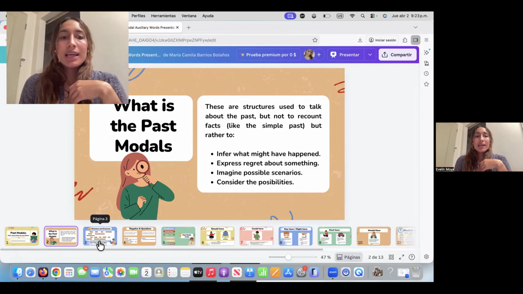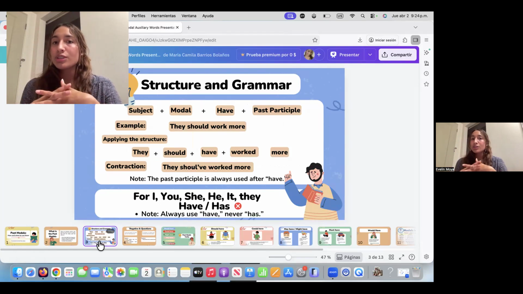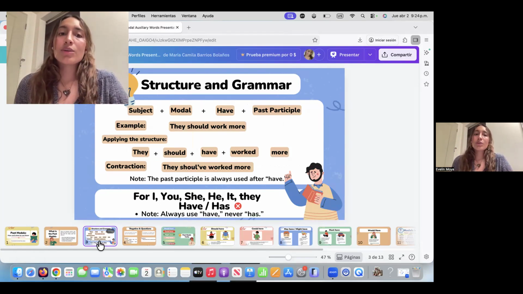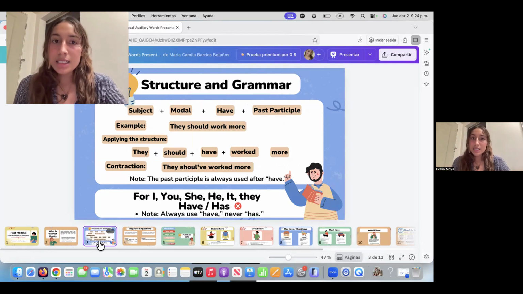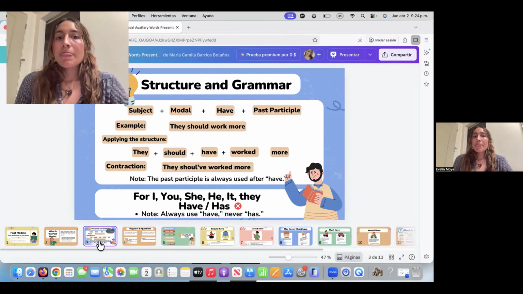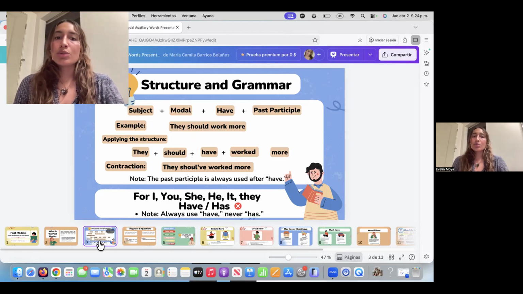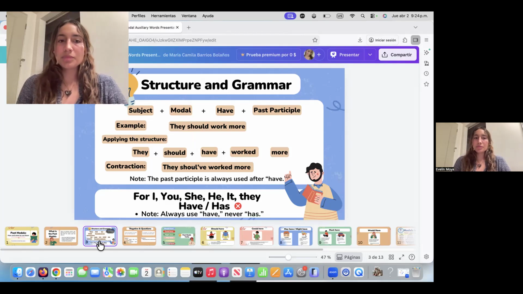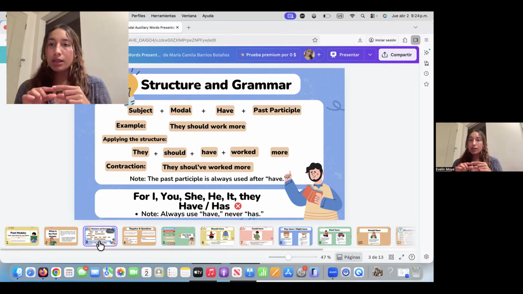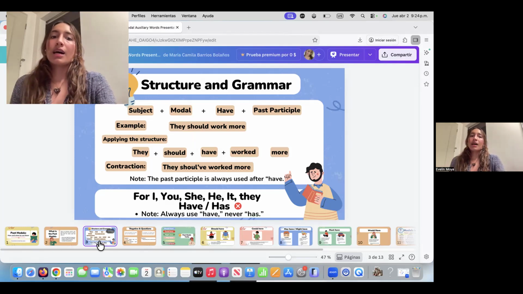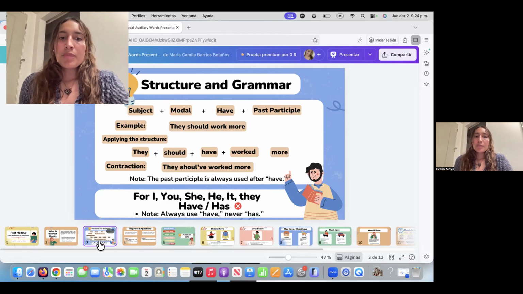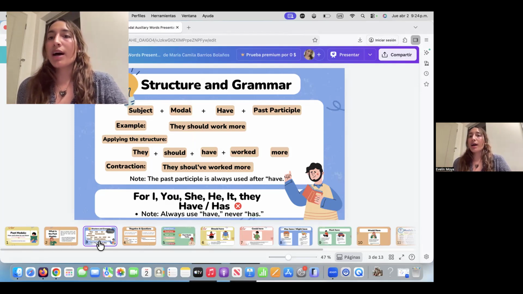So now we're going to analyze the structure and grammar. First of all, we place the subject plus modal plus have, and then we place the past participle. The sentence should look like this: They should work more. And in the construction, the sentence should look like this: They should have worked more. The past participle is always used after have.